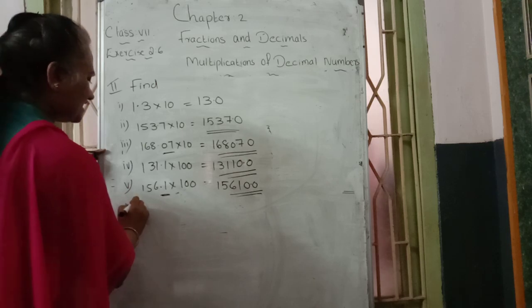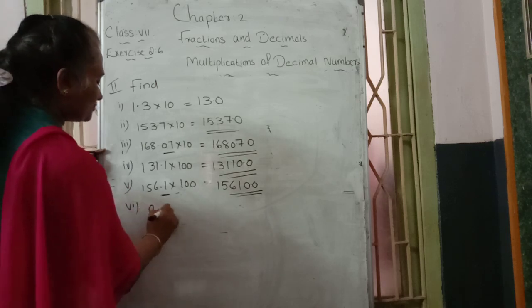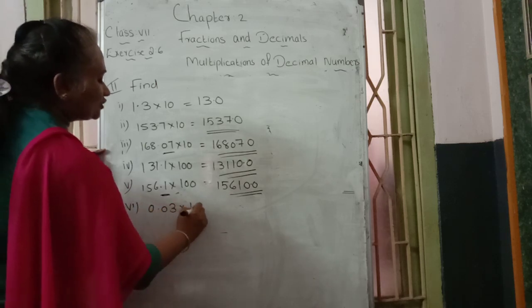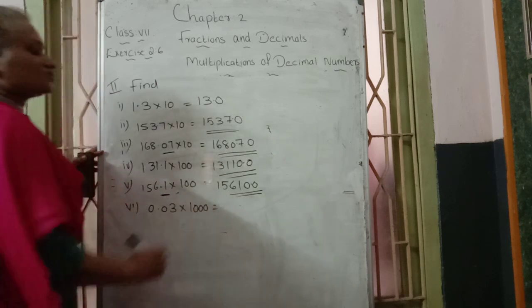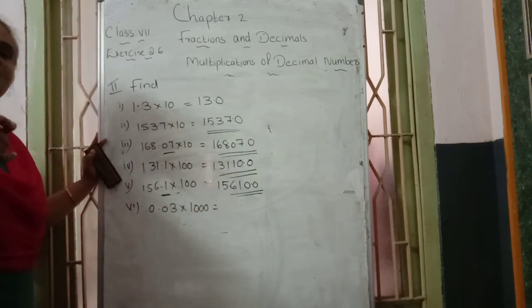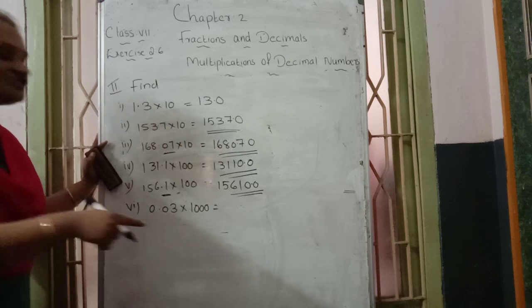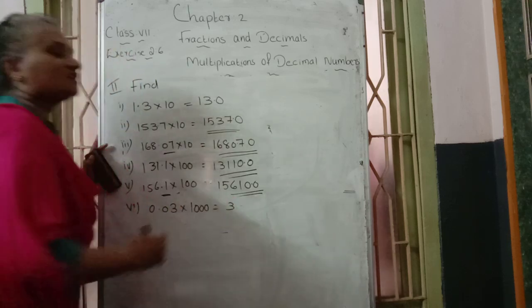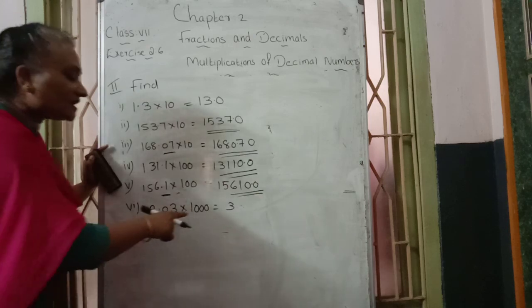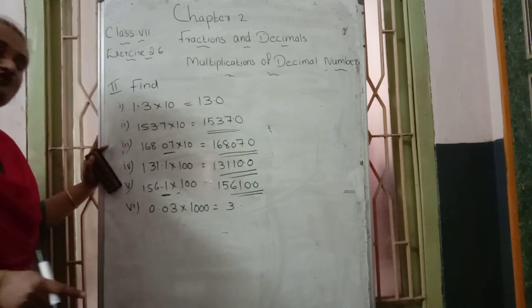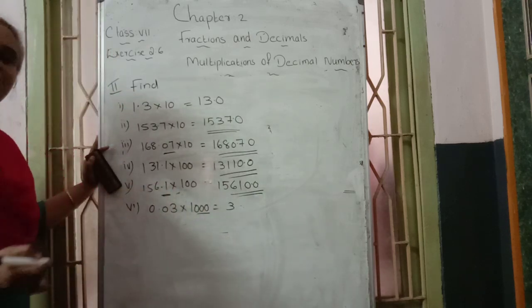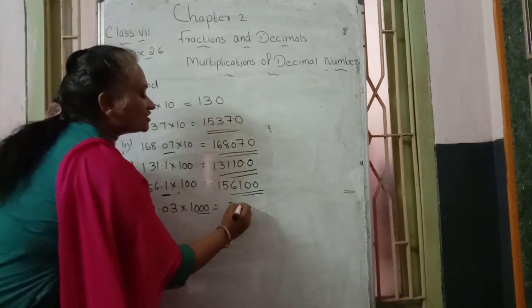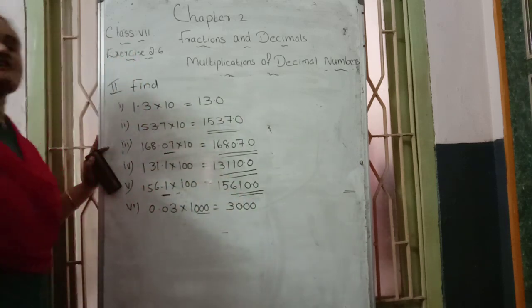1000 case is also the same procedure. In the 1000 case, 0.03 we want to multiply with 1000. So what do we want to do? Same process. Just the number, which is the number here? 3 is our number, so just write that 3. Then look, multiply with which number? 1000. So 1000 carries how many zeros? 3 zeros. Just write those 3 zeros on the right side of the answer place.